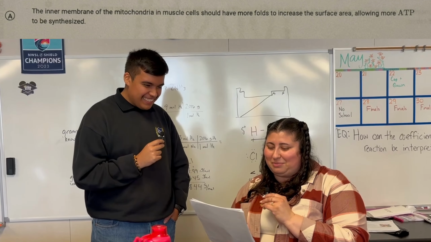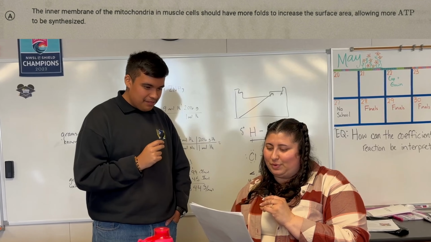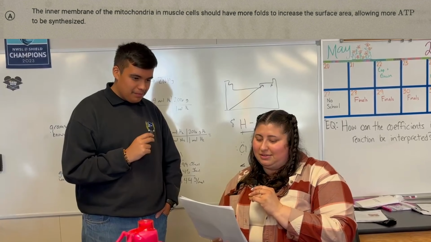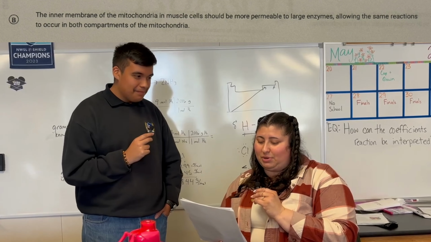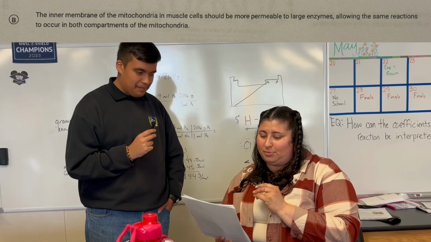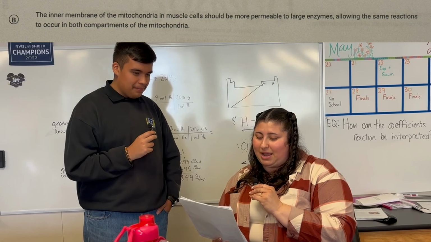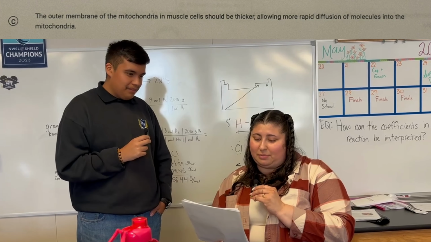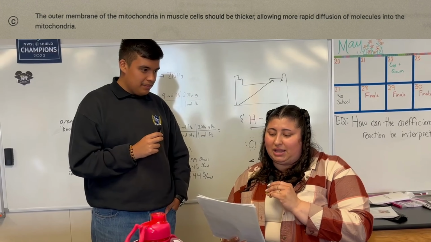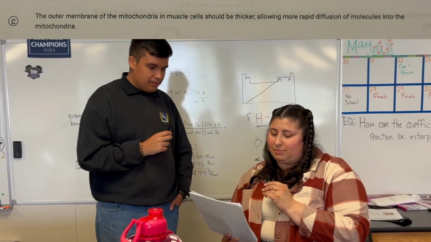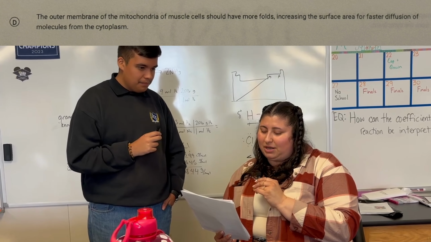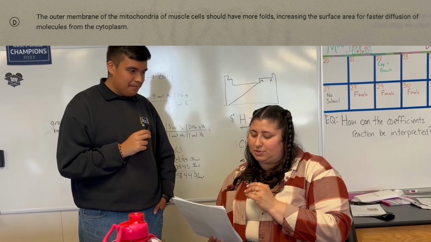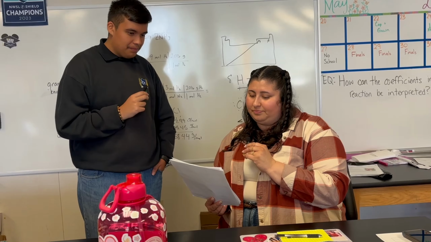A. The inner membrane of the mitochondria in muscle cells should have more folds to increase the surface area, allowing more ATP to be synthesized. B. The inner membrane of the mitochondria in muscle cells should be more permeable to large enzymes, allowing the same reactions to occur in both compartments of the mitochondria. C. The outer membrane of the mitochondria in muscle cells should be thicker, allowing more rapid diffusion of molecules into the mitochondria. D. The outer membrane of the mitochondria of muscle cells should have more folds, increasing the surface area for faster diffusion of molecules from the cytoplasm.